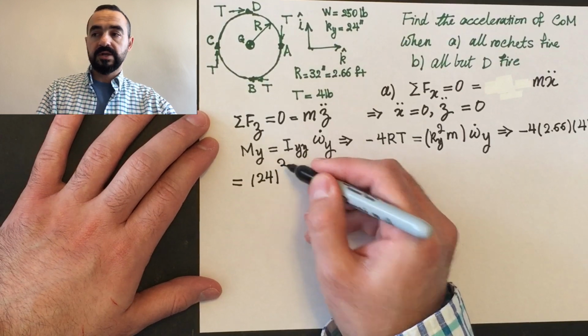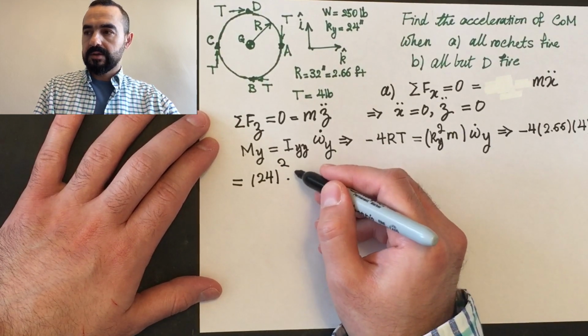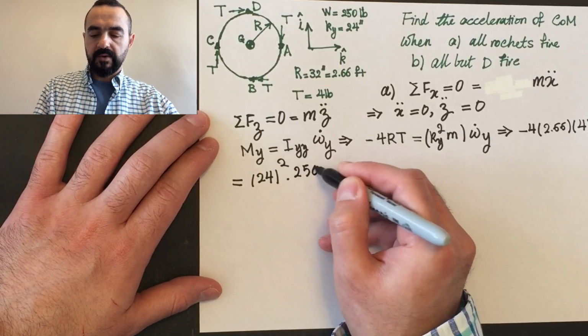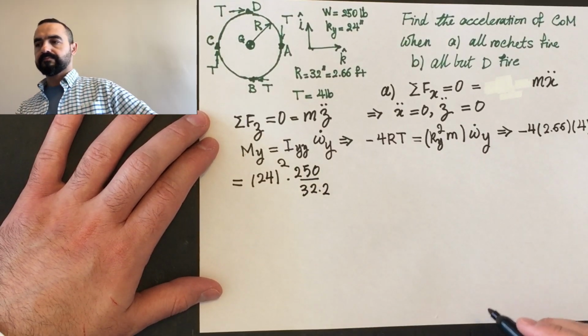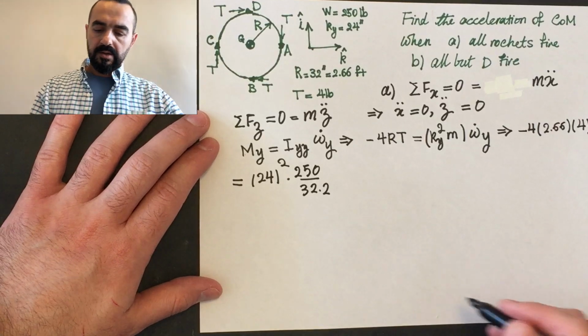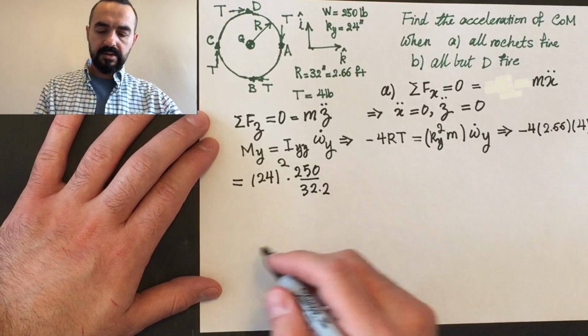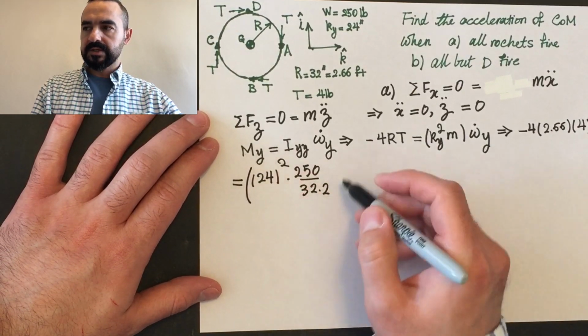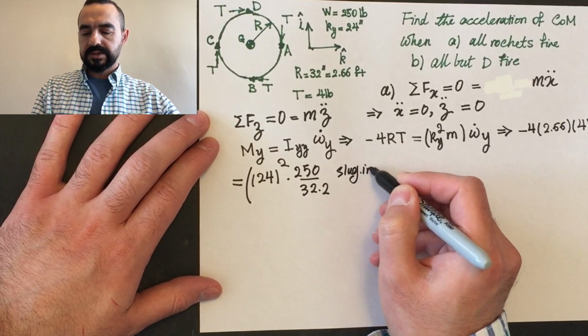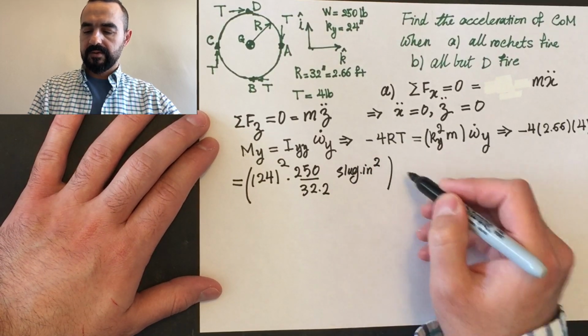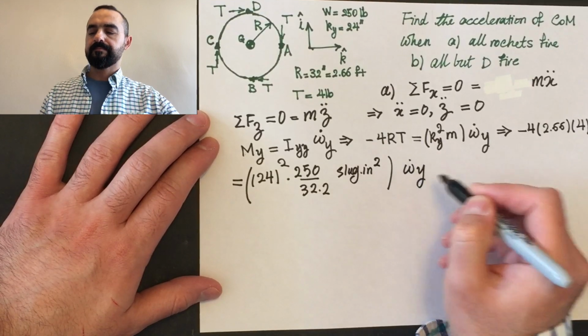And I'm going to change the unit, all right? 250 over 32.2. And then this unit is slug-inches squared. Let's keep the units. Omega dot y.